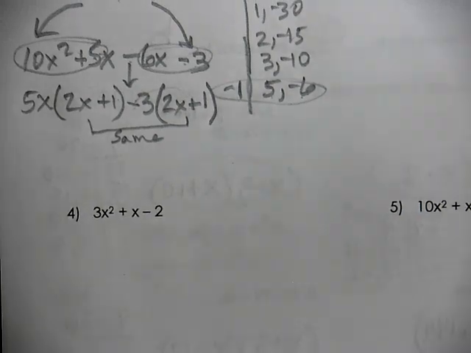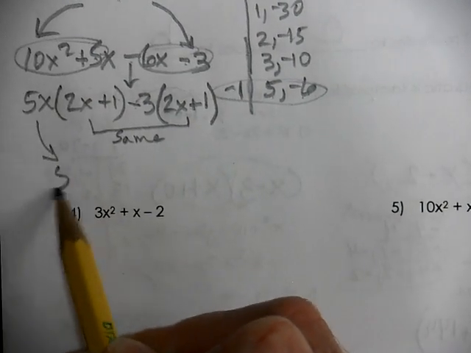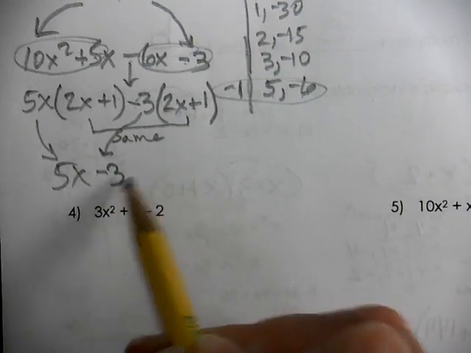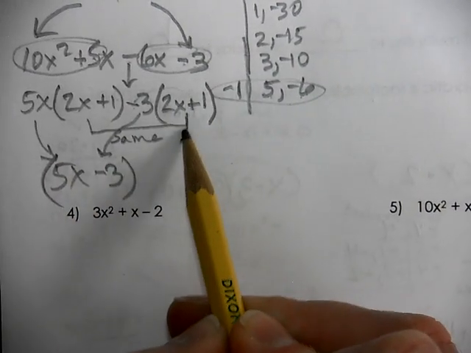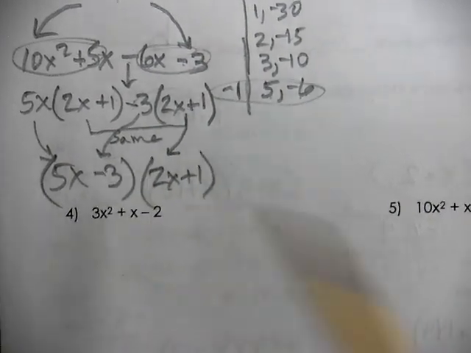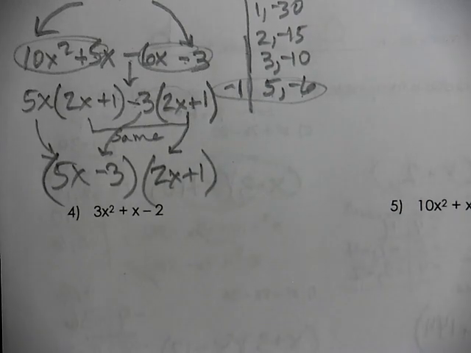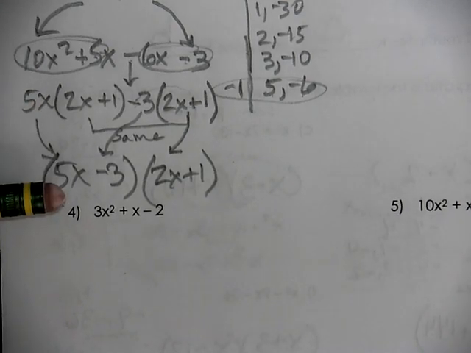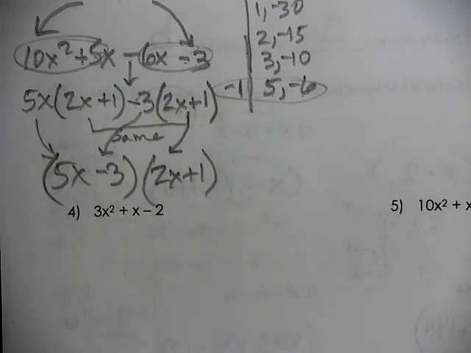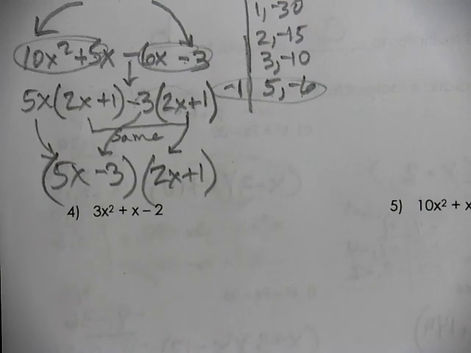So we're all done. We bring down our 5x. You bring down the negative 3, and that's one factor. You bring down one set of your parentheses, and that's your other factor. Now you have factored it apart. It will always take you 3 steps. Only 3 steps. And you have factored every factorable trinomial, called factor by grouping.